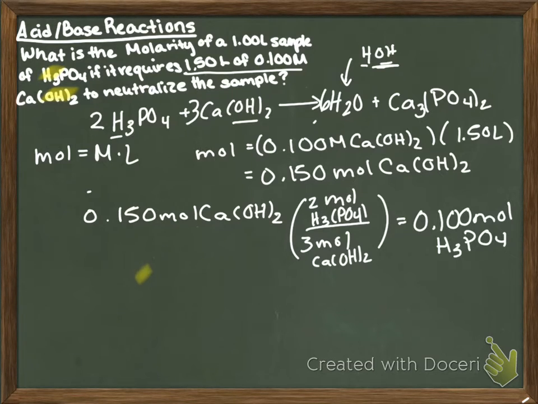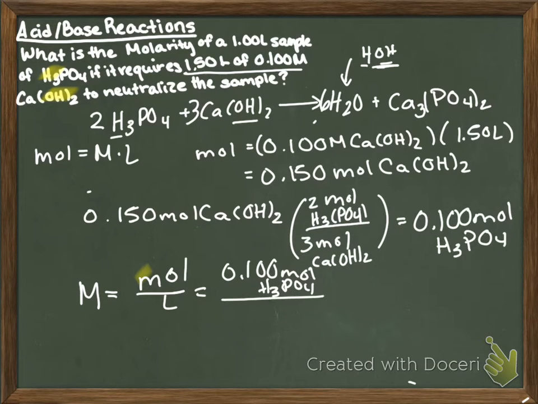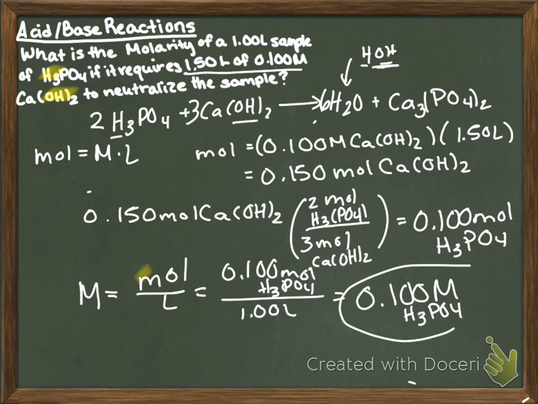I do have moles though, and molarity is equal to moles over liters. Got molarity, I've got liters, so I just need to put them in here. My moles are 0.100 moles of H3PO4, and my liters are 1.00 liters. And if I go ahead and divide those two, then my molarity is 0.100 molar H3PO4. And that's going to be my final answer.